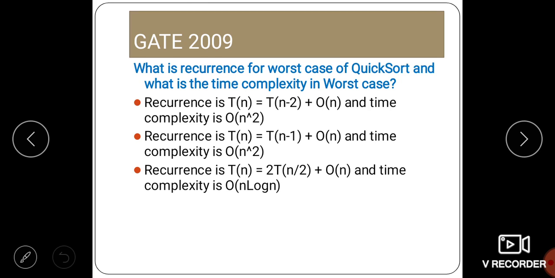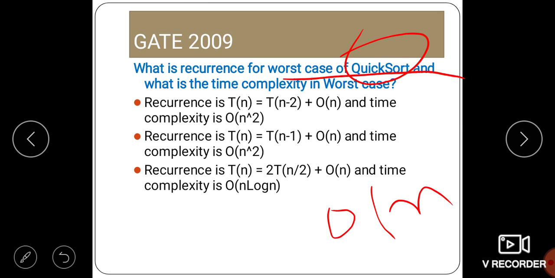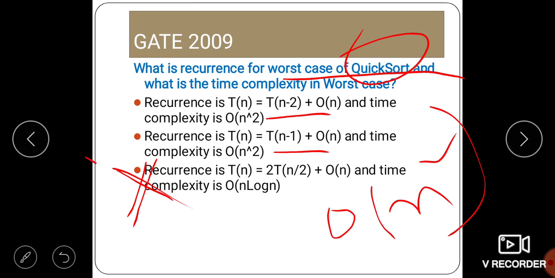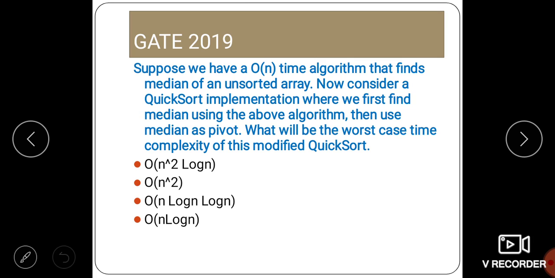Now next is, which is the recurrence relation of quick sort? As I said in the previous question, O(n²) is the worst case time complexity. So here it is given, that option is eliminated. Now here it is n-2 and n-1. So option B is correct. That is, it should be n-1 and O(n²).